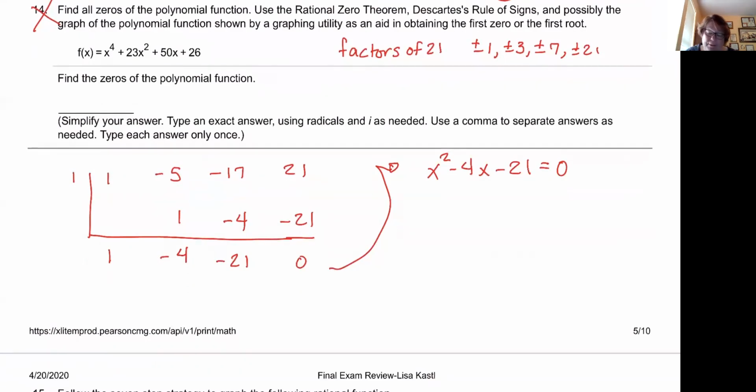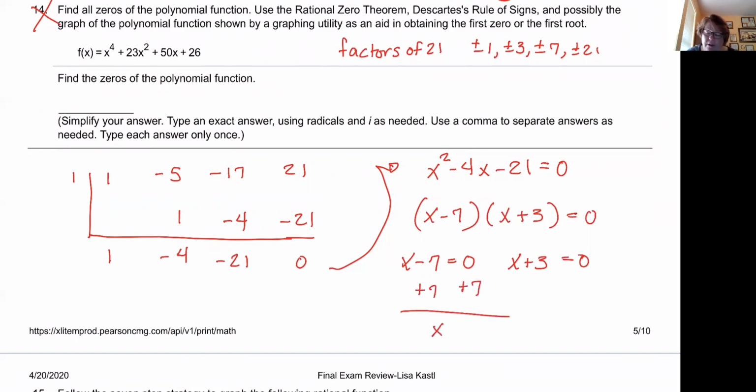So what do we have? Minus 7 plus 3. Do a quick FOIL in my head to make sure that's correct. Negative 7x plus 3x is negative 4x. Negative 7 times plus 3 is negative 21. So we're going to set each factor equal to 0. So we get what? 7 is a 0, and negative 3 is a 0.